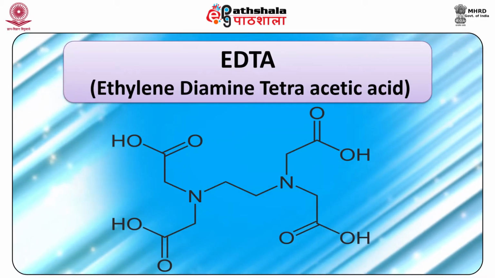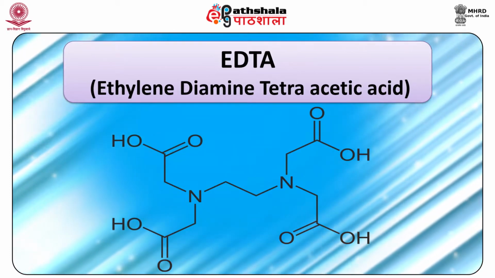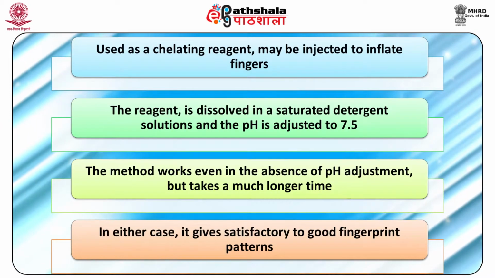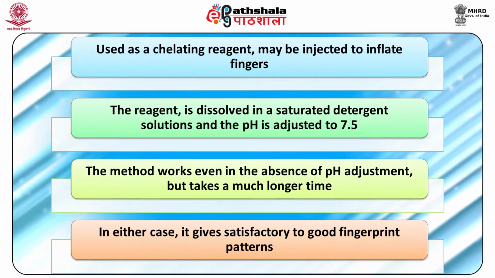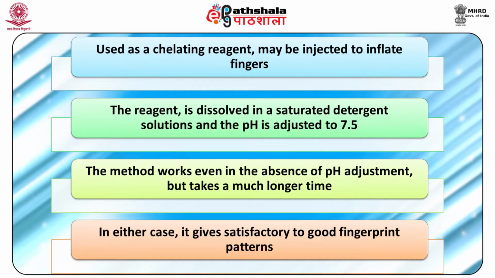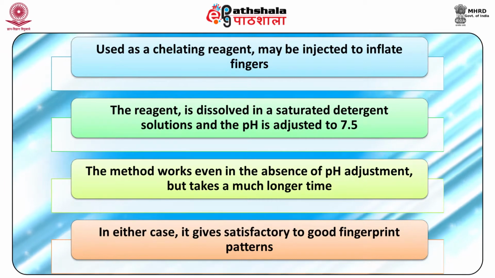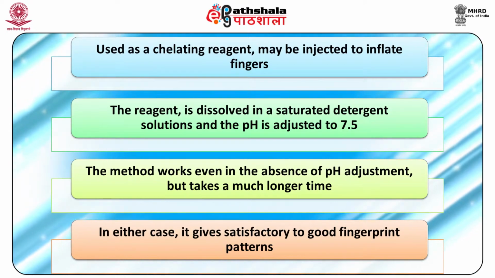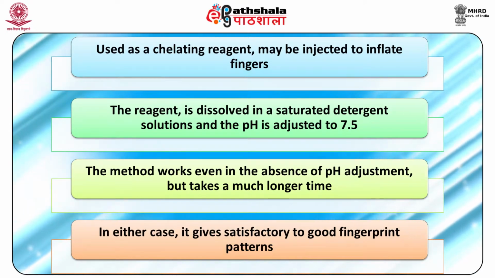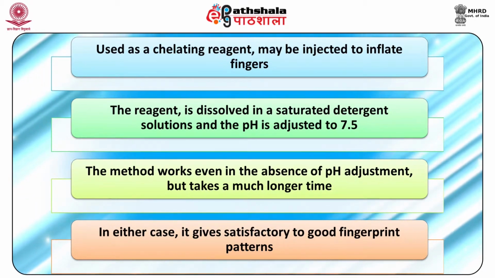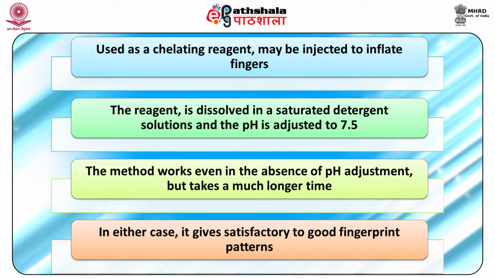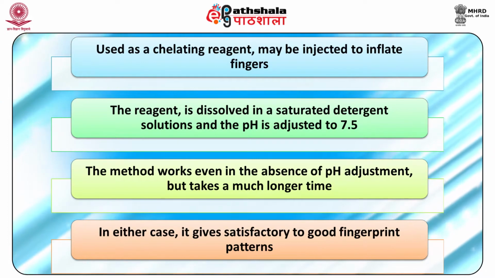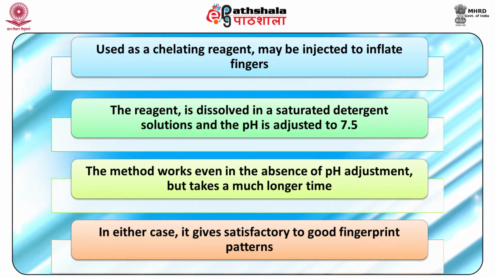Ethylene diamine tetraacetic acid, or EDTA, a chelating reagent, may also be injected to inflate the fingers. The reagent is dissolved in a saturated detergent solution and the pH is adjusted to 7.5. The method works even in the absence of pH adjustment but takes a much longer time. In either case, it gives satisfactory to good fingerprint patterns.